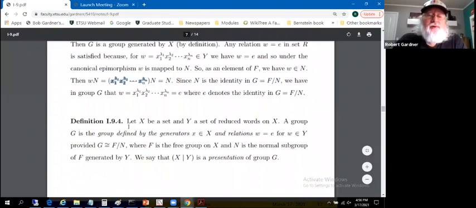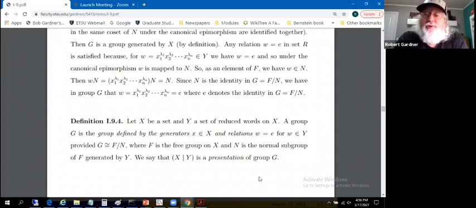And here's a formal definition of a group presentation. This was the goal of all of this stuff. Let X be a set, Y be a set of reduced words on X. A group G is the group defined by the generators in set X and the relations W equals E, for W in the collection of words in set Y, provided G is isomorphic to F mod N, where F is the free group on set X, and N is the normal subgroup of F generated by Y. This is how groups are notationally presented.